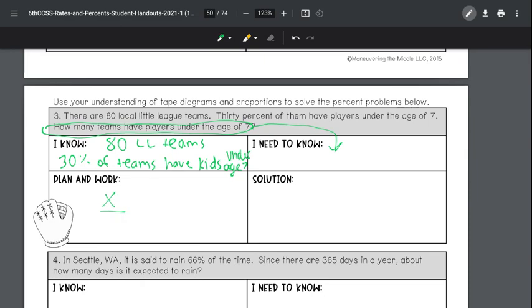So we're looking for the number of teams, but we know that there are 80 total teams. We know that 30% of the total teams have kids under the age of 7. So cross multiply and divide. 80 times 30 equals 2,400. Divide that by 100, and you get 24 teams will have kids under the age of 7.